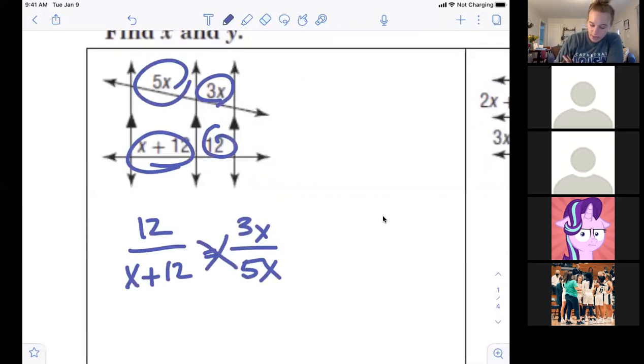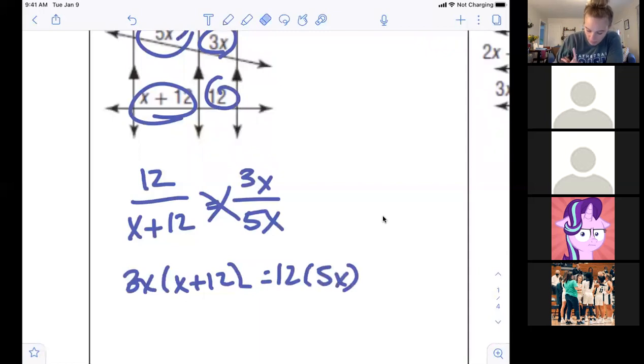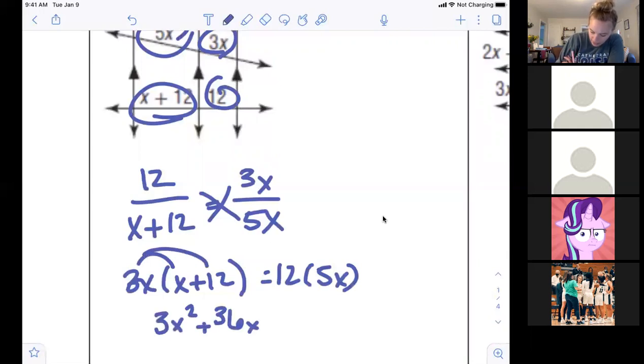Awesome. Let's cross multiply. That gives me 3x times x plus 12 equals 12 times 5x. Distribute 3x in, so I get 3x squared plus 36x equals 60x. Now, once you get here, you might be like, oh, I don't really know how to solve for x because everything has an x. Well, what I would do is move everything to one side and factor.